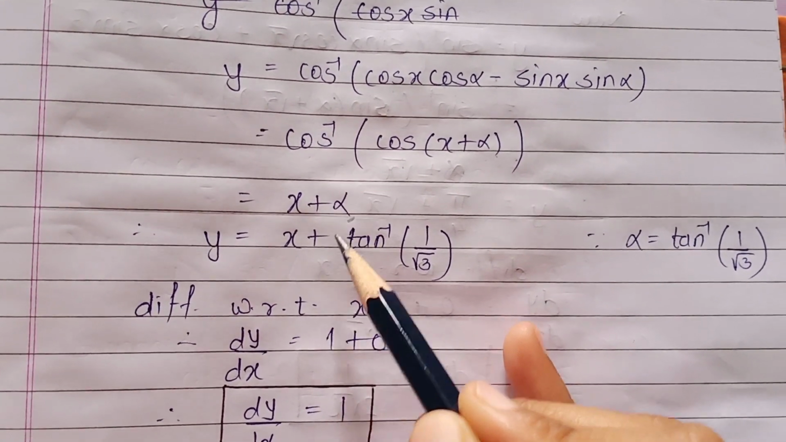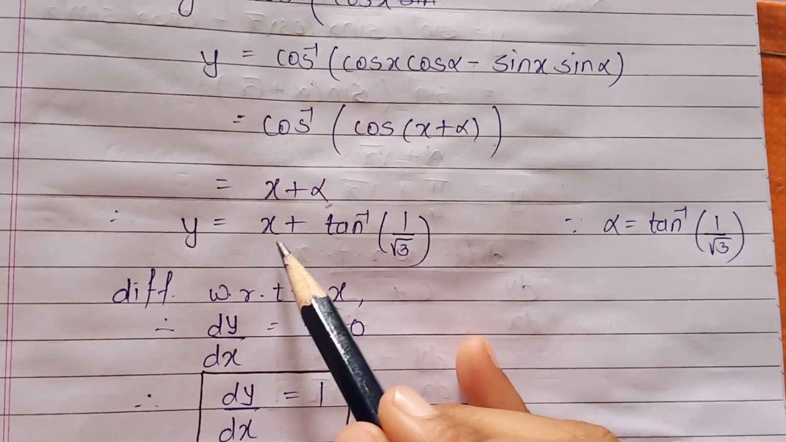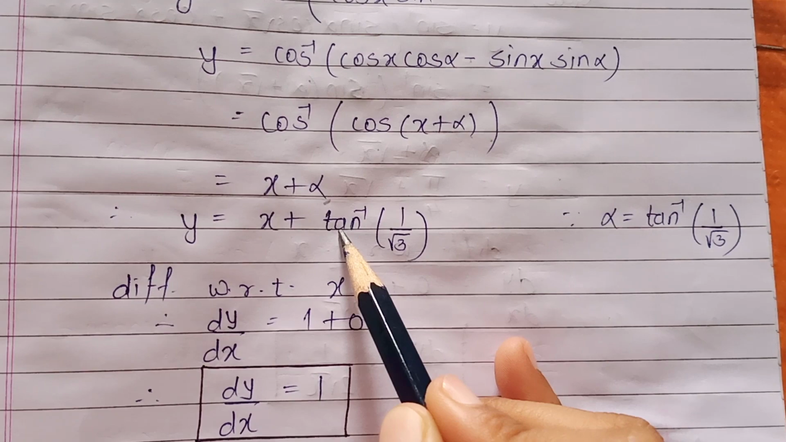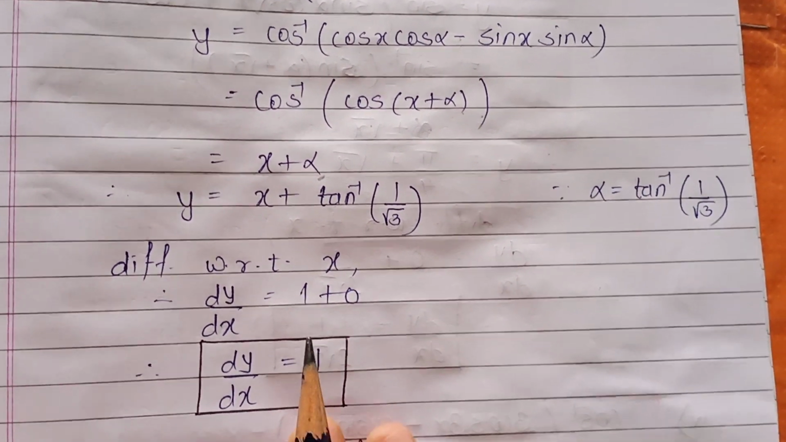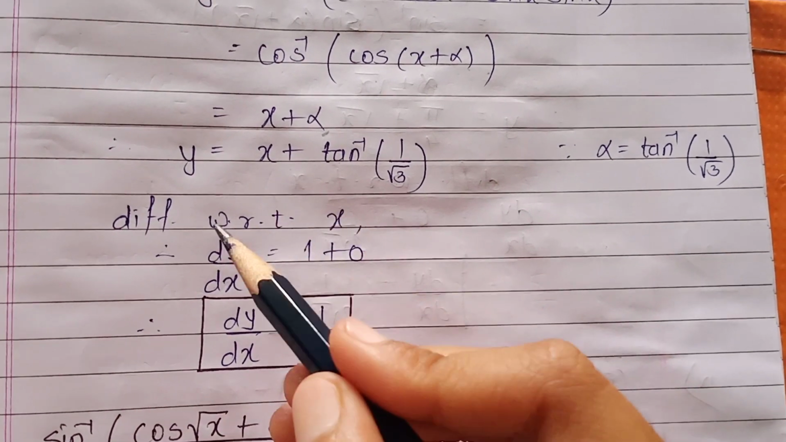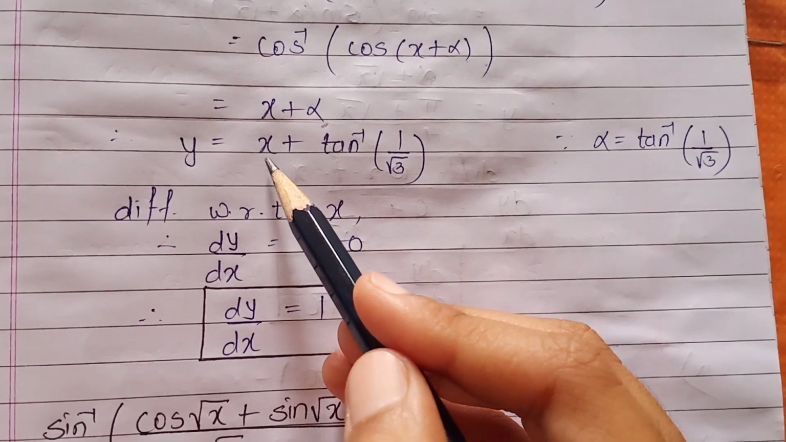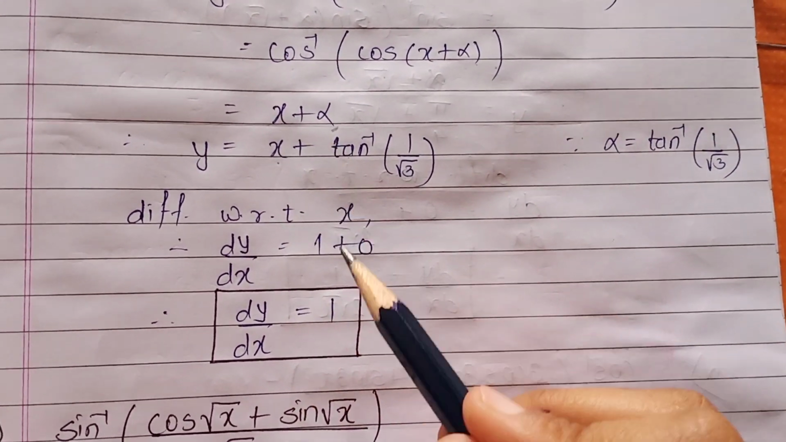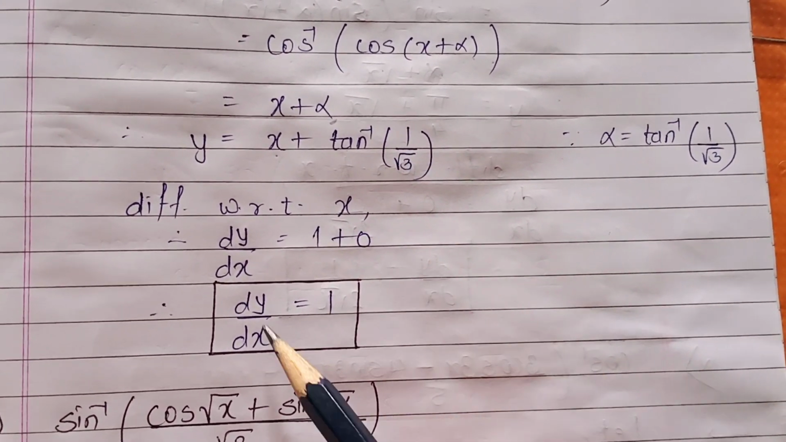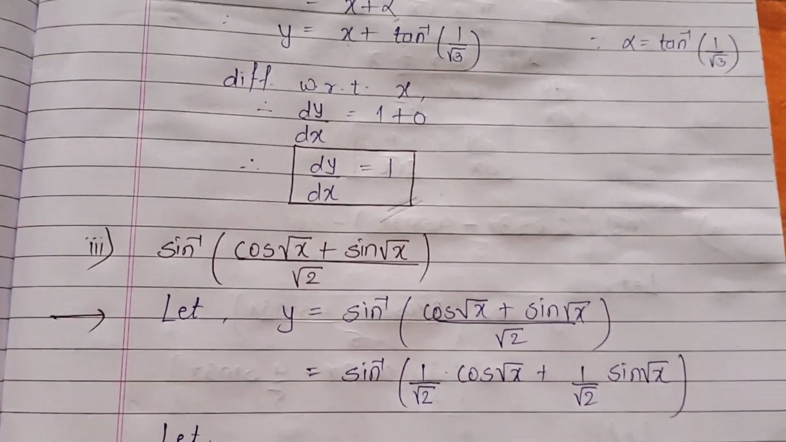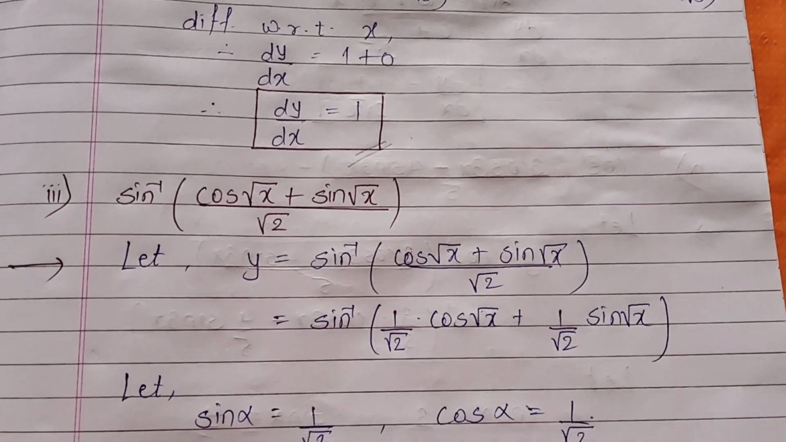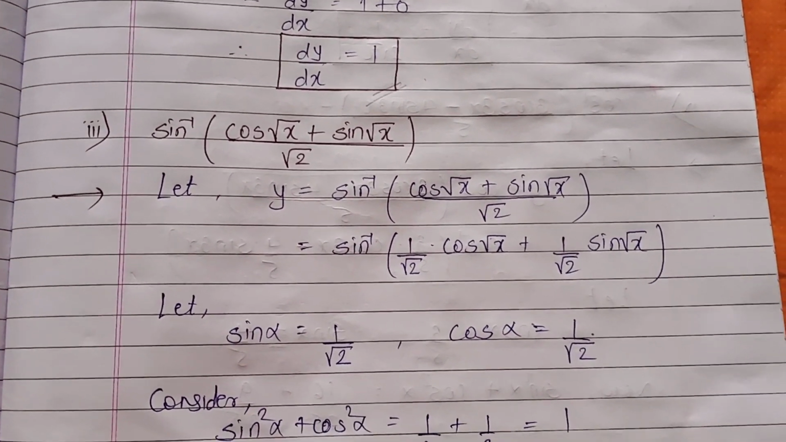Now put the value of alpha. It will be x plus, instead of alpha, tan inverse of 1 upon root 3. If you want, you can write the reason over here. Now differentiate this with respect to x. The derivative of x is 1, and for this term the derivative is 0. So the answer is again 1. Okay. Now this is the next question in the form of sine only.